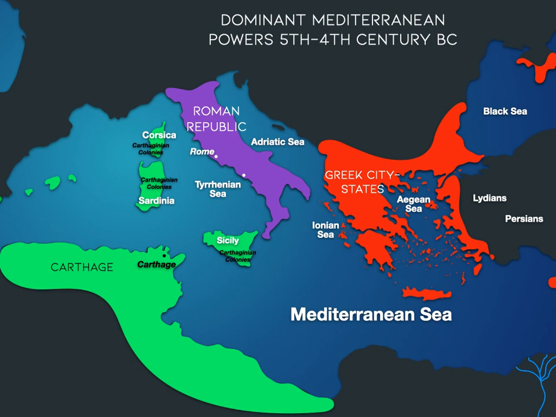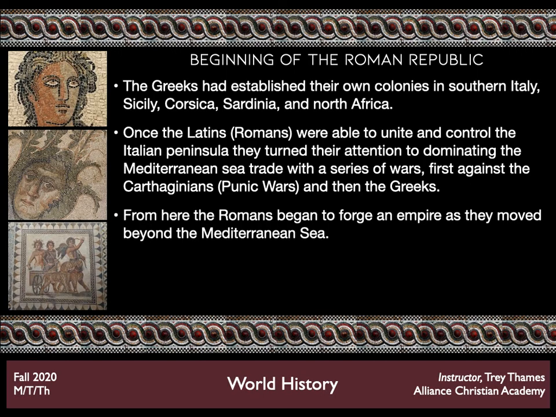And at that point, they will have control of the entire Mediterranean Sea and the sea trade that occurs across Europe, Africa, and Asia. They're going to control all that. And that's going to make the Roman Empire such a strong, powerful force.